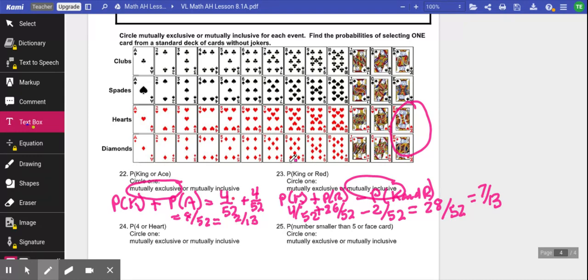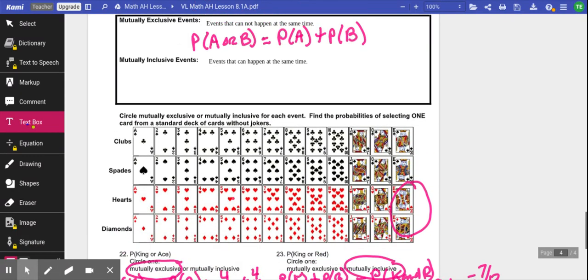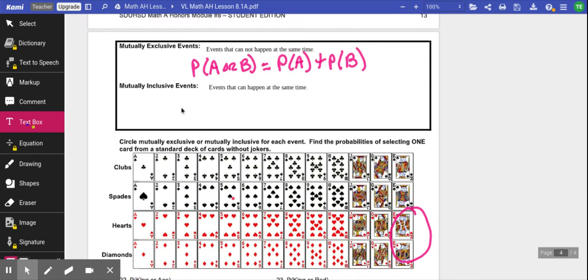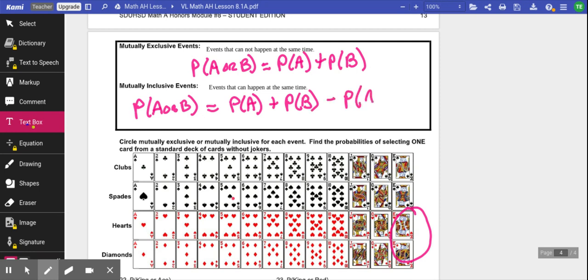Okay, so going back up to our definition, when it's inclusive, we have to pay attention a little bit more. We have to do the probability of A or B. We go ahead and we find the probability of A, and we find the probability of B. But what happened is we double counted it. So we have to subtract out the probability of A and B, because you were double counting cards if you just added. Okay, moving on down.